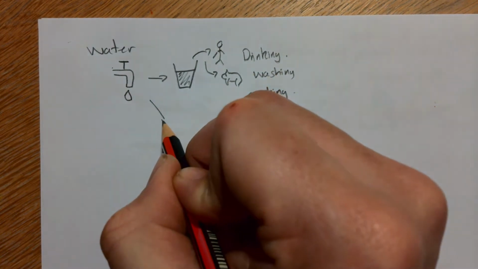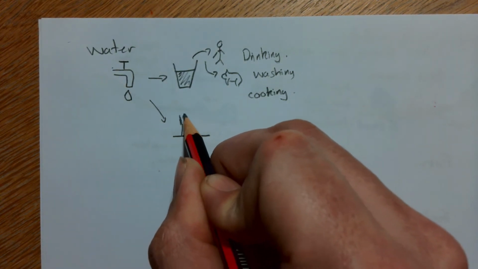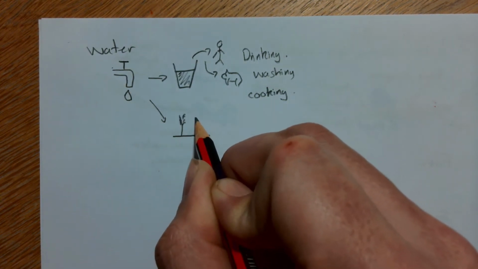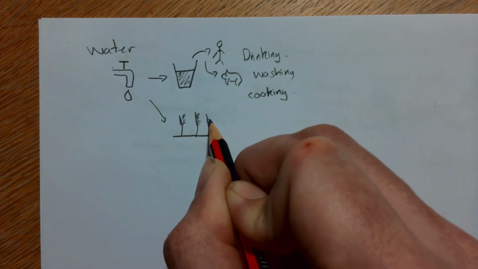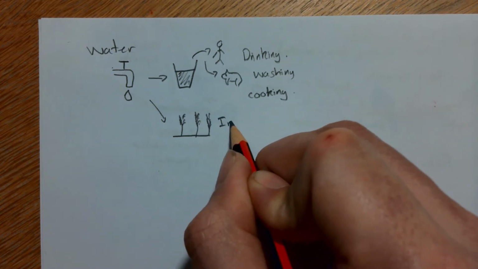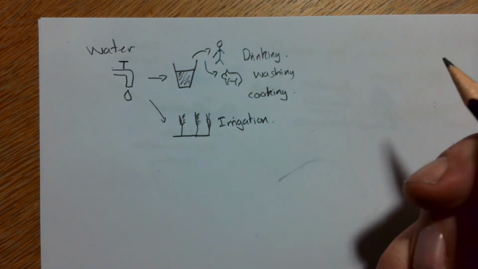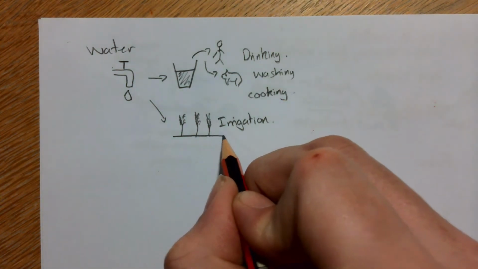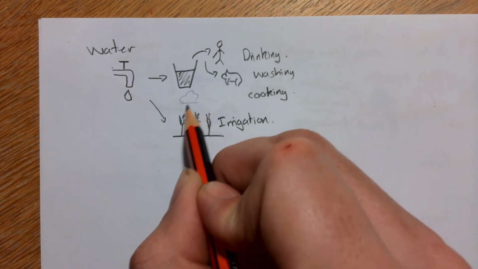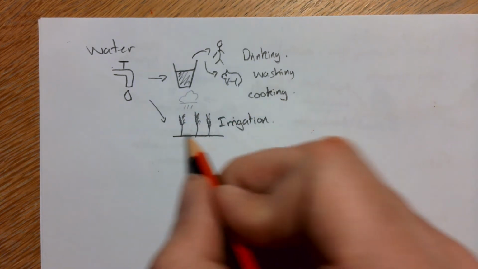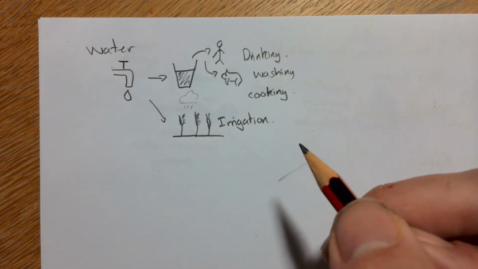But water is also used in agriculture. So when we are growing our crops, we rely on water to irrigate, or irrigation is the process, our crops so that they can grow. Now that can either be naturally from rainfall, or sometimes we need to irrigate it ourselves by pumping water onto the fields.